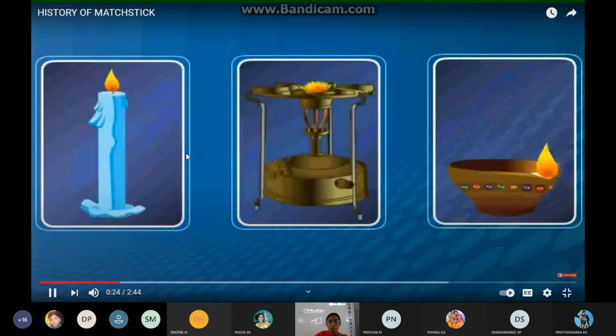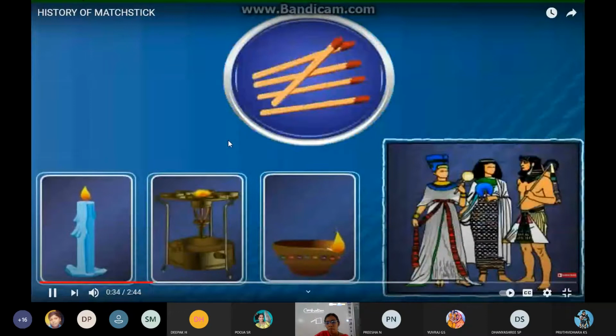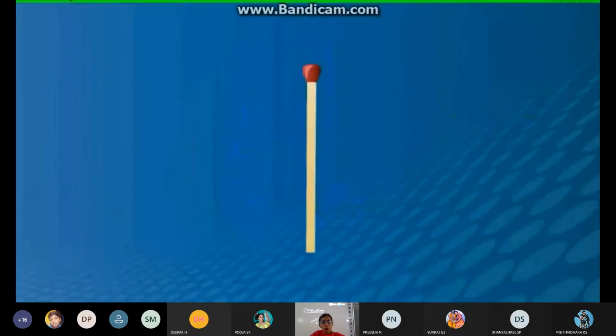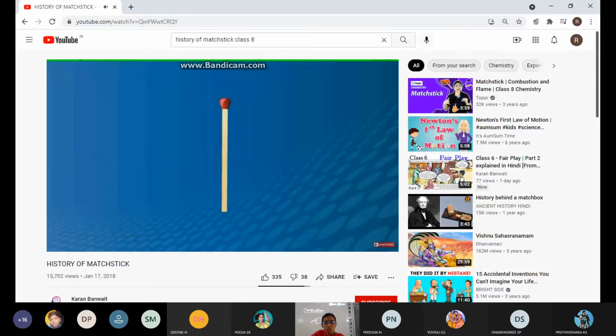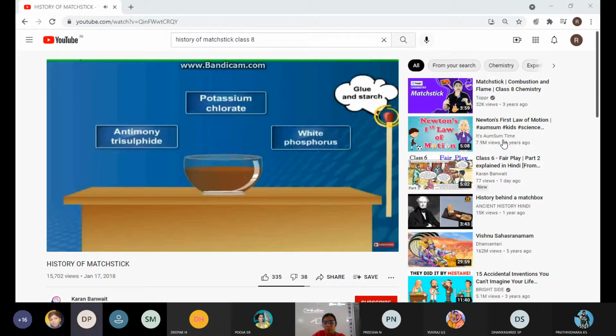A matchstick is used to light candles, stoves, oil lamps, etc. Do you know that the first matches were developed by the Egyptians more than 500,000 years ago? These matches were made of small pieces of pine wood dipped in sulfur, which is a combustible substance. The modern safety match was developed about 200 years ago. It was made by applying a mixture of antimony trisulfide, potassium chlorate, white phosphorus, some glue, and starch on the head of a match made of suitable wood.